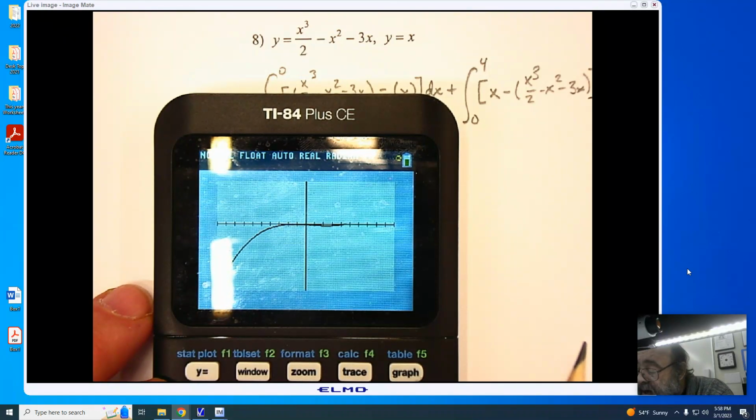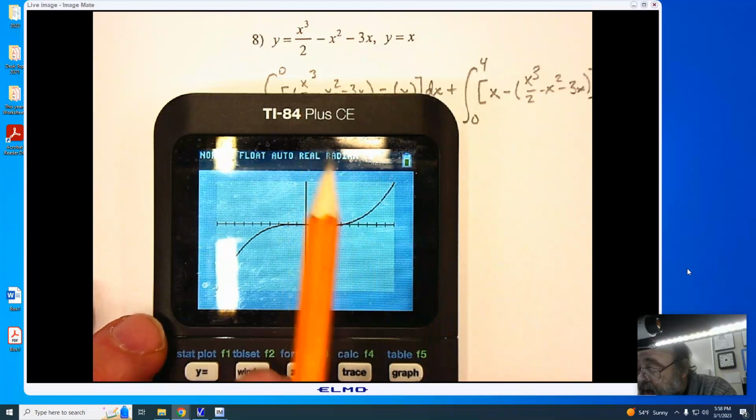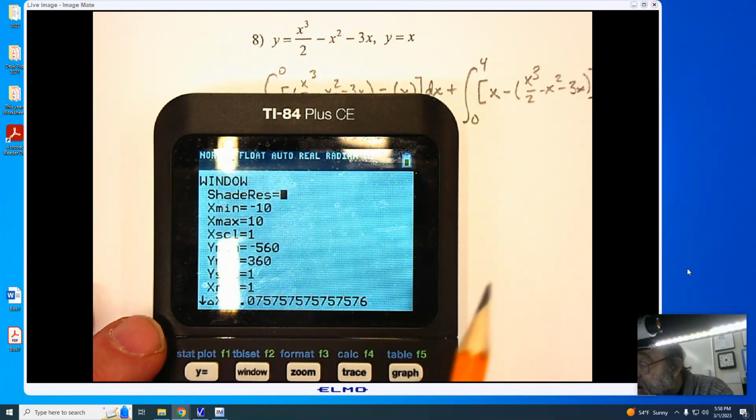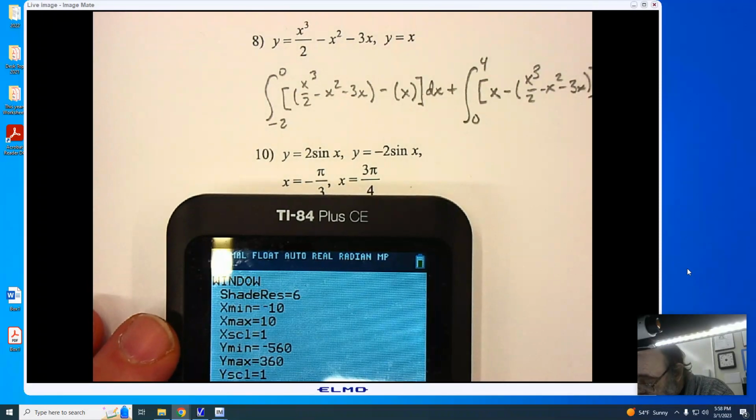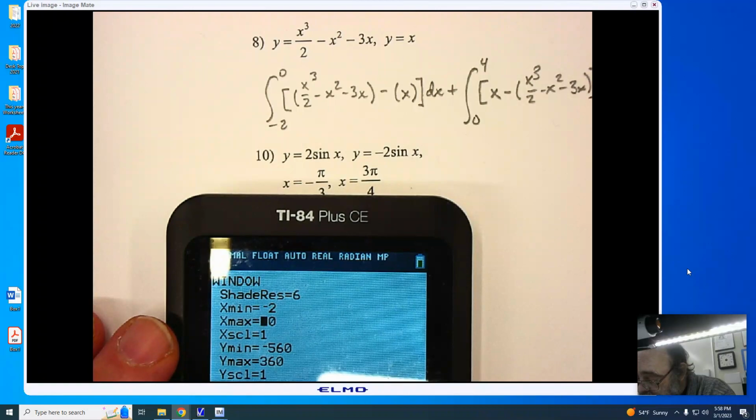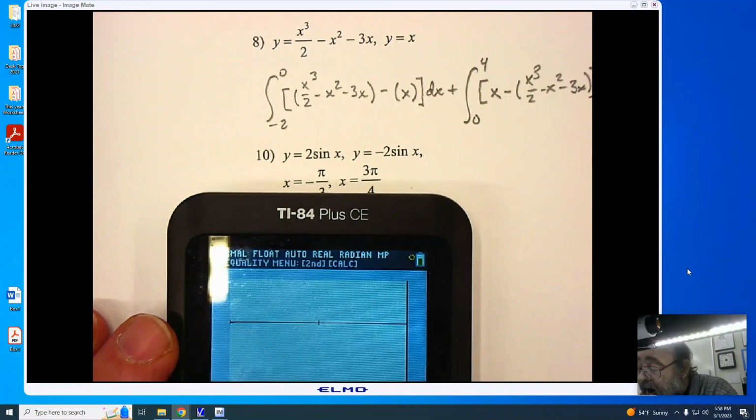This is still -10 to 10. And I'm now going to want to make sure that I clean up my windows. And we're going to need to make sure that we have our -2 to 0. Now we can graph it.